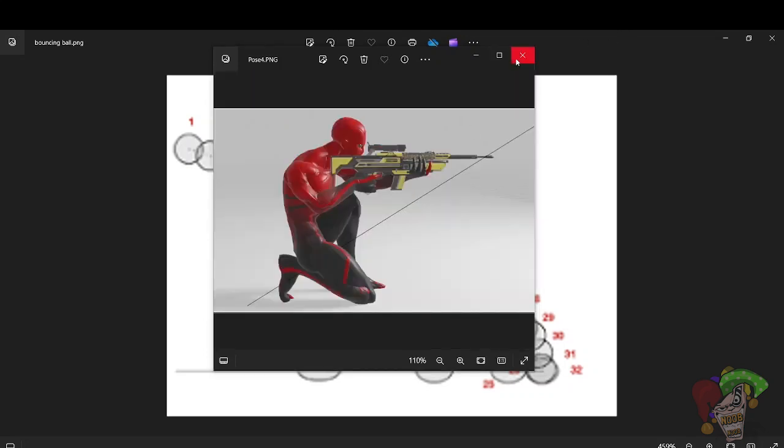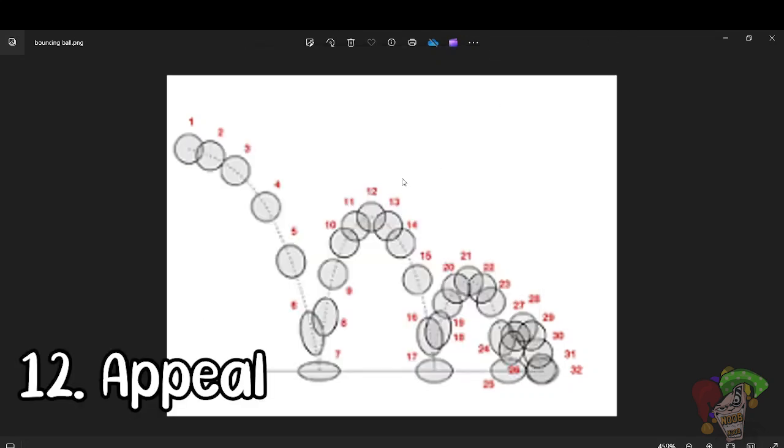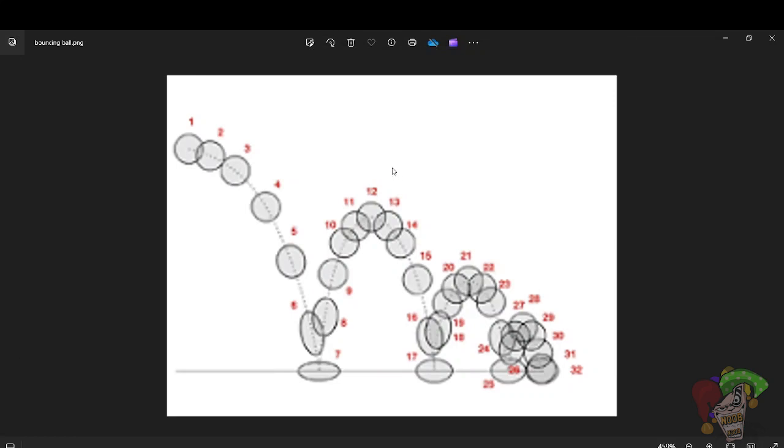Then we also have appeal. Appeal is anything that feels nice, from action to character and movement. So if you have a character, make it nice. If it's an action, make it nice. Make sure it's appealing to look at. Don't just pose things anyhow. Make sure that every pose you have, no matter how long it takes you to make it, stay on it and make sure that pose looks as nice as it can look.